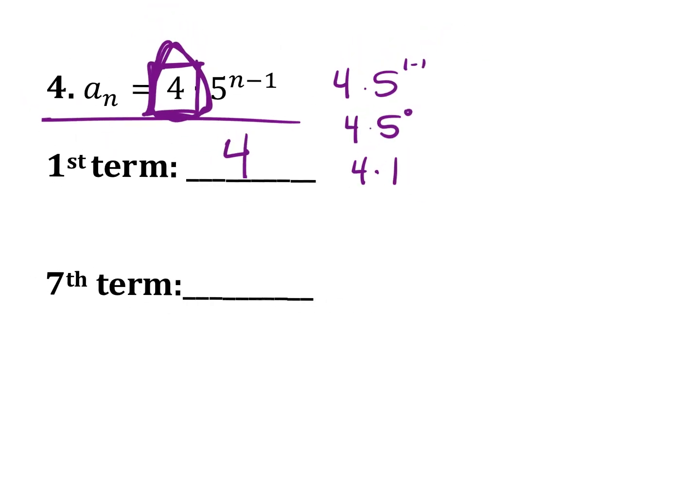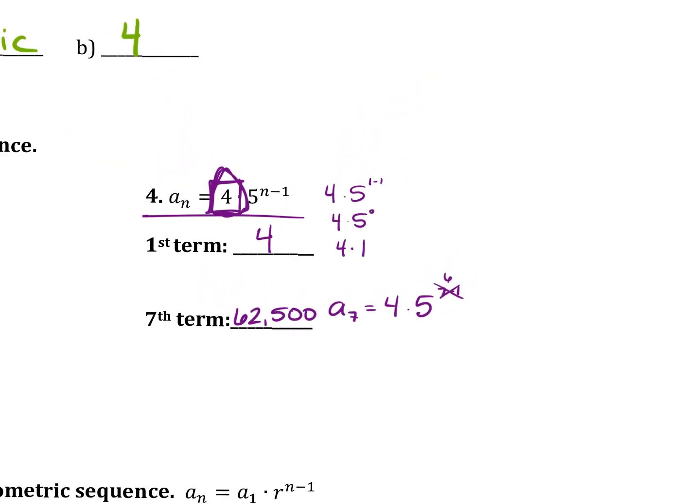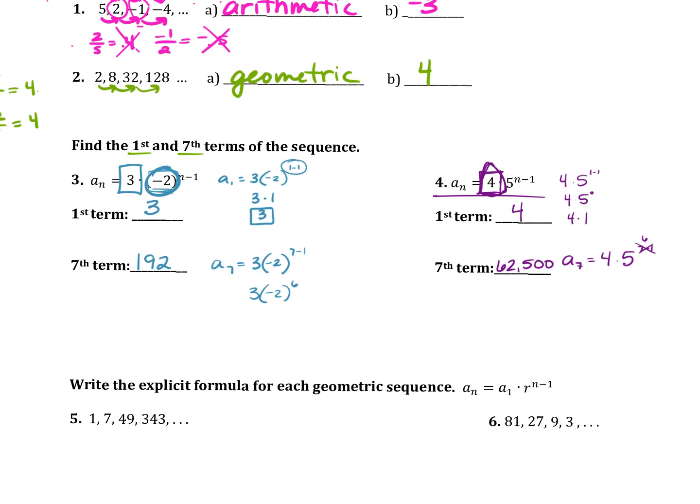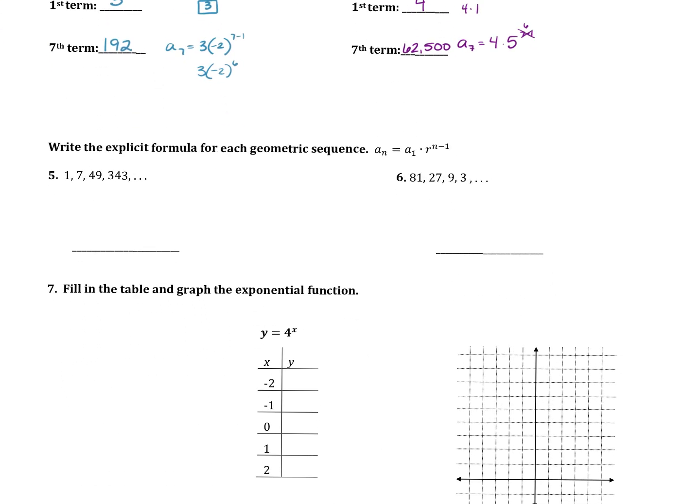Okay. For the 7th term, you say A sub 7 equals 4 times 5 to the 7 minus 1 power. I would simplify that 7 minus 1 to a 6. So 4 times 5 to the 6th power is 62,500. Any questions on that? Do you see how much of this quiz is on the 7-8 that you just learned? There's a lot of pieces to it, okay? Make sure if you have questions that you ask.